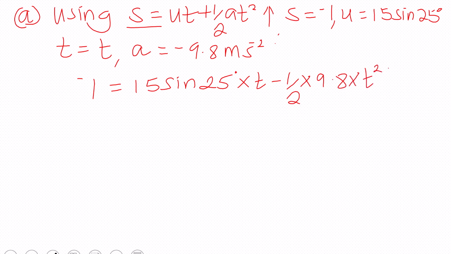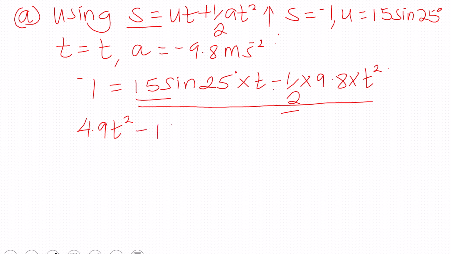You realize that this is also a quadratic equation. So if we try to simplify this one, we bring this side over and we'll have 4.9t squared, whereby I divided 9.8 by 2 to get 4.9t squared, and it is positive because it went to this side. Then this will be -15 sin 25, and the whole of this is multiplied by t, then this is a -1, and we can equate this to 0.